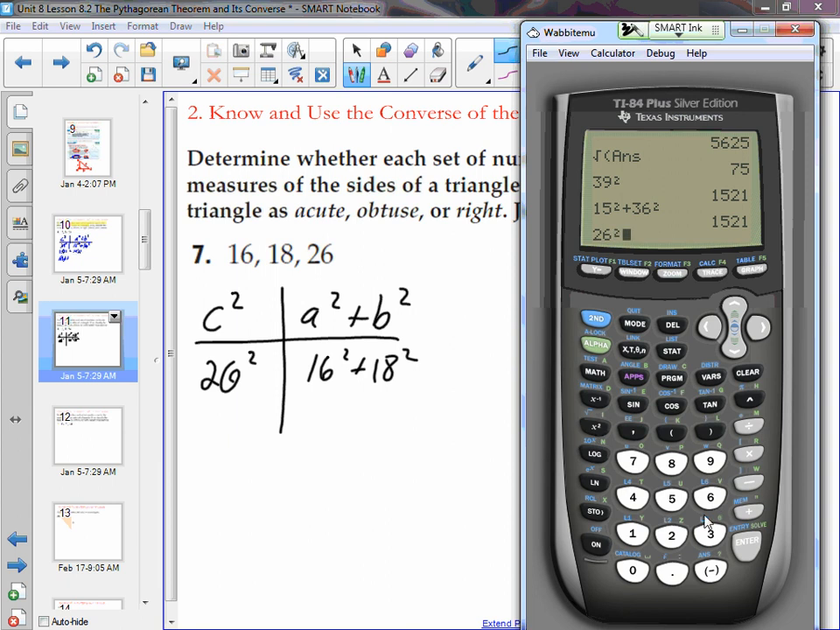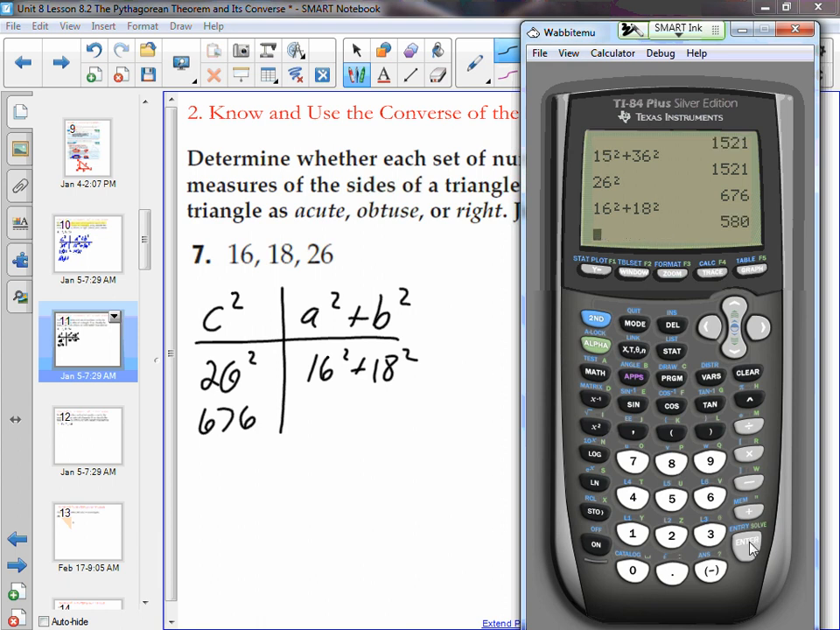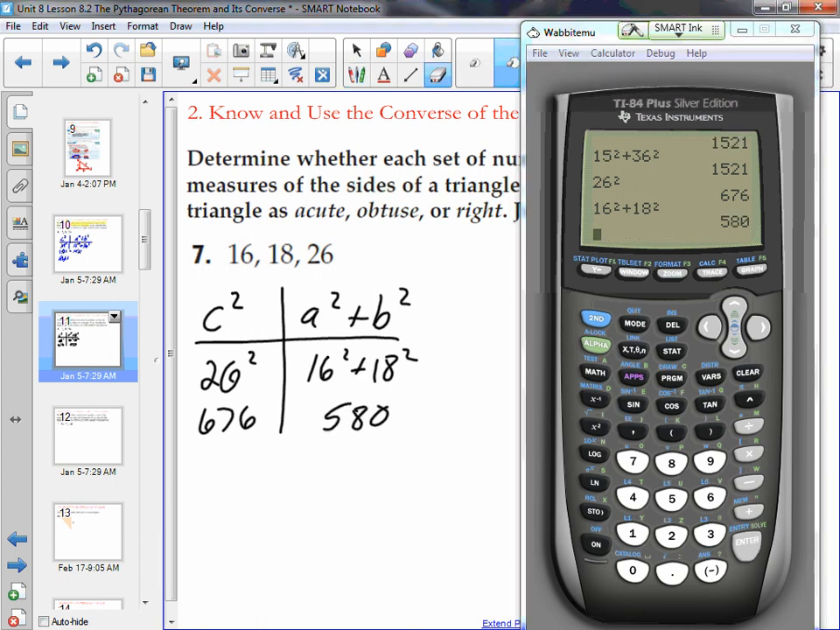So 26 squared is 676. 16 squared plus 18 squared is 580. So they're not equal. The 676 is greater than 580. So I know it's not a right triangle. When the c squared is larger, greater than, obtuse. And go ahead and do number 8.